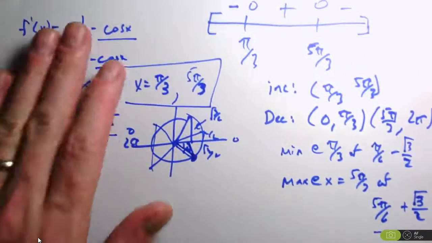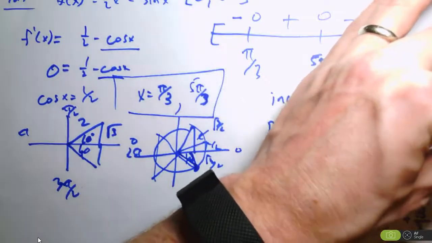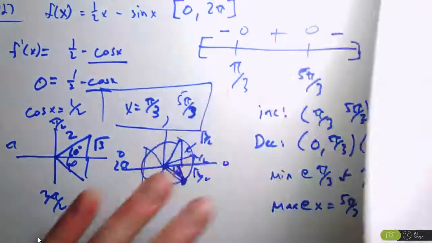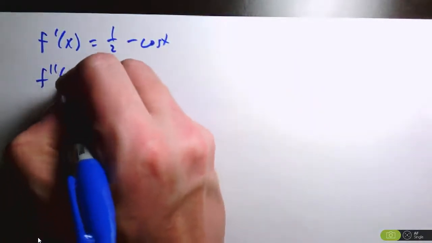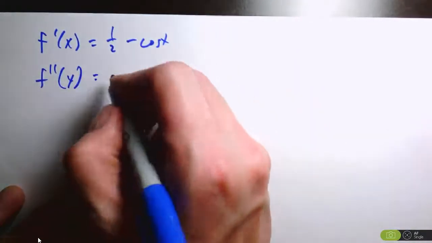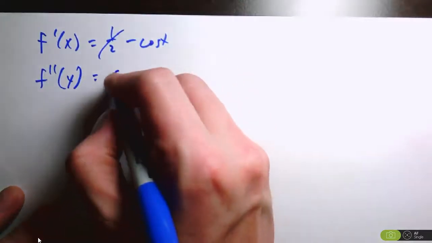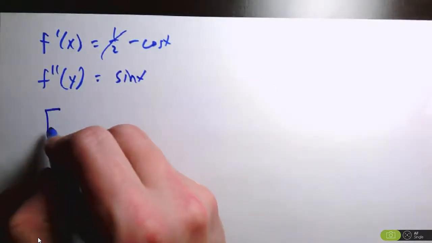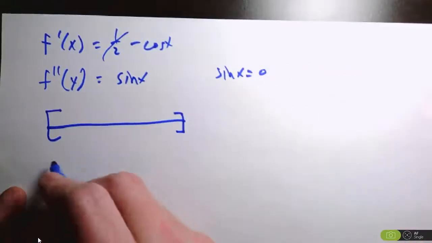So I'm going to take this function of 1/2 minus cosine x and find the derivative of that. Sorry, I'm grabbing a second sheet of paper real quick. So f prime of x is 1/2 minus cosine of x. F double prime of x is just going to be, 1/2's gone, derivative of cosine is negative sine, so it's actually positive sine x, which just makes this really easy, because we want to know when does sine of x equal 0.